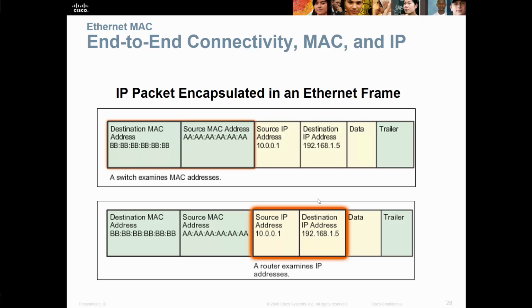So a switch may examine our MAC addresses. If the appropriate MAC address matches, then it will pass it on to a layer 3 device. Our layer 3 devices process the IP addresses.